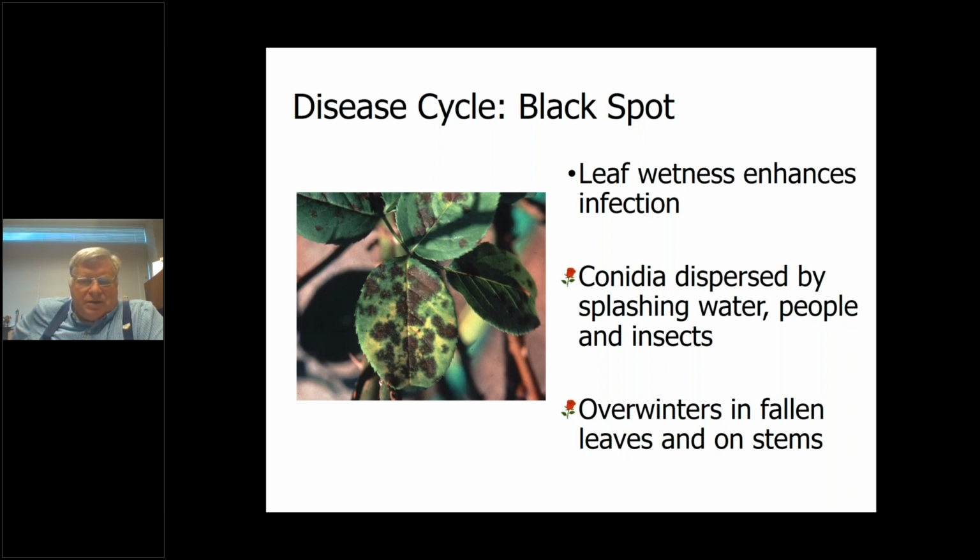When I say wet, this is not humidity. This is actually water for them to germinate. The spores are dispersed in splashing water. That's one reason why we try to keep the foliage as dry as we can. The pathogen will overwinter on fallen leaves and on stems.